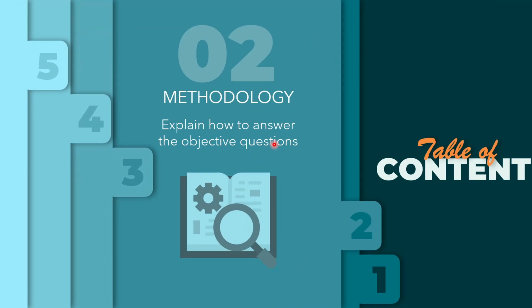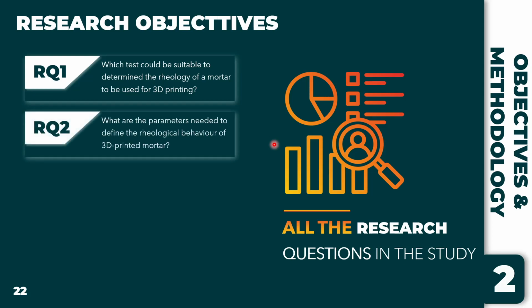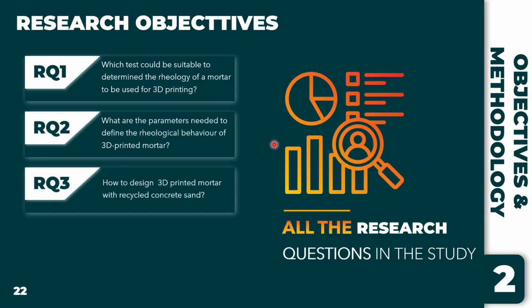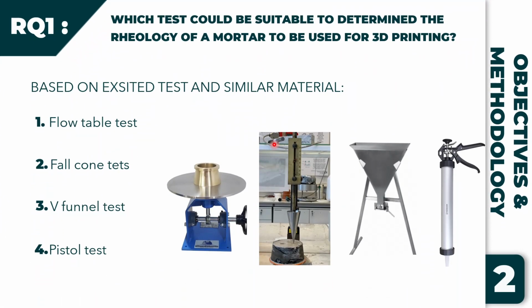In the next part, I will explain the methodology that I will use in my thesis. I asked myself 4 questions to answer in the research study. The first one is, which test could be suitable to determine the rheological behavior of mortar. The second one is, what are the parameters I need to measure. The third one is how I can design a mixture for 3D printing concrete using recycled material. The fourth one is how I can model the behavior of mortar inside the printing system. I will explain all these questions step by step.